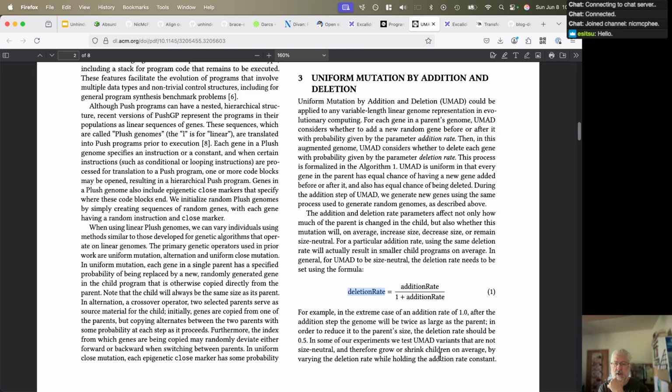So if the addition rate, say, is 1 in 10, so it would be 0.1, you divide by 1.1. So the deletion rate is going to be a little lower than the addition rate, and that's necessary. Actually, I don't have very good intuition about why that's the case. I've done the math, so I know it's true.